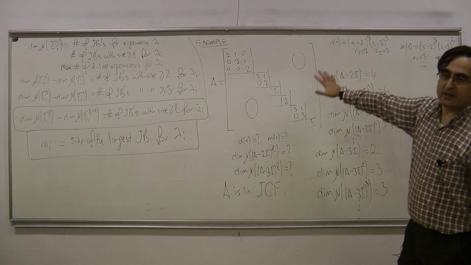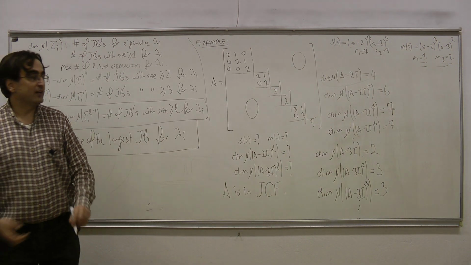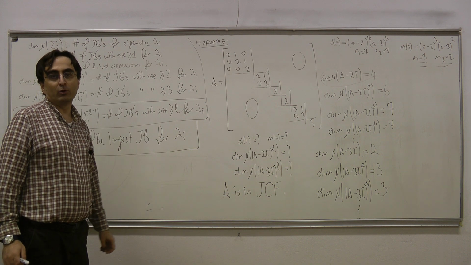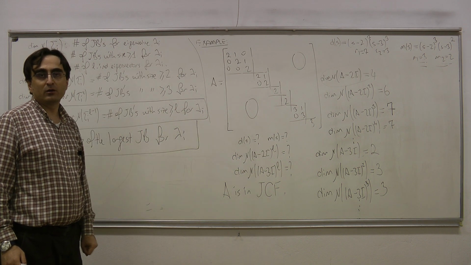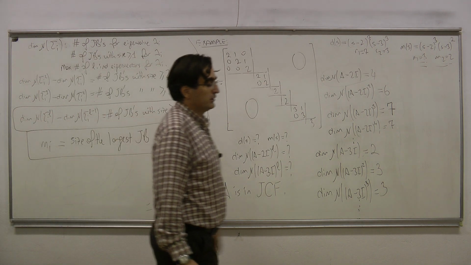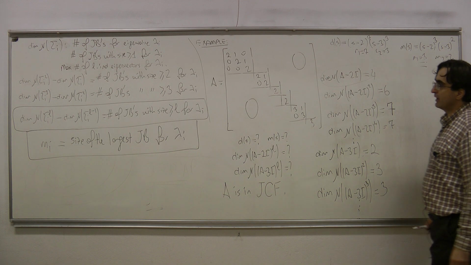So when you look at the Jordan canonical form of a matrix, you can directly say what its minimal polynomial powers are. Just look at the size of the largest block for each eigenvalue. Then you will know those powers will be equal to them. Okay?